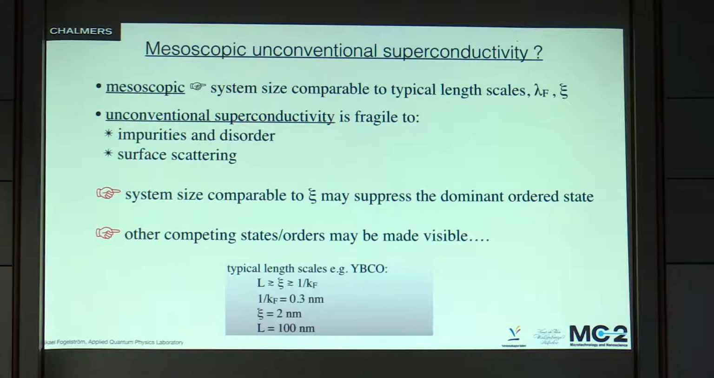I'll make some references to experiments, and they were done in YBCO, and if we just look at the length scales of that, you see that the atomic length scale is a couple of angstroms, the coherence length a couple of nanometers, and then the system size can be like 100 nanometers or so. Usually they are larger, but you can bring them down now to 50 or 100 nanometers.